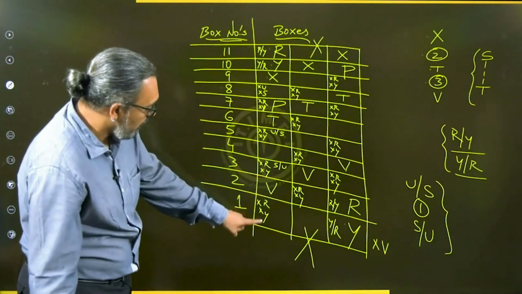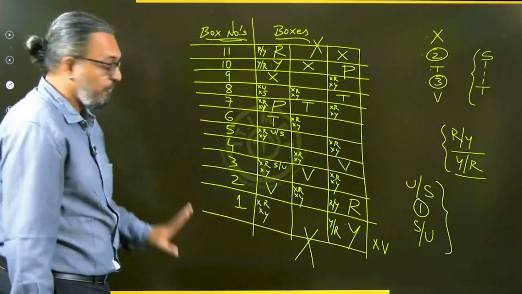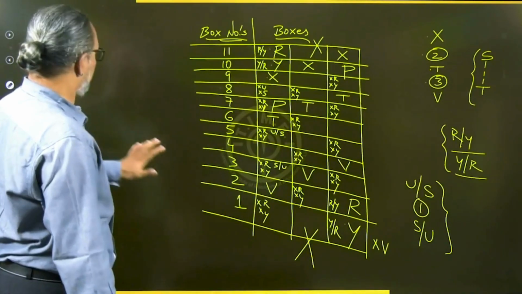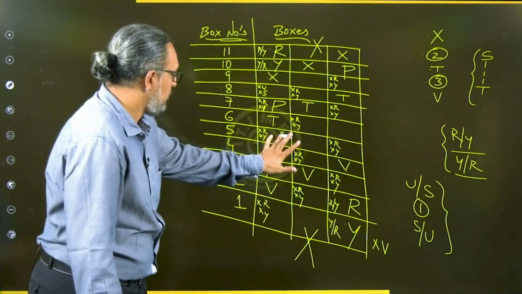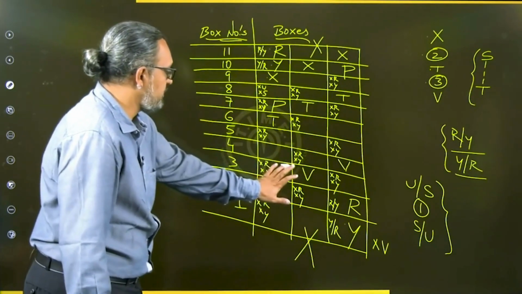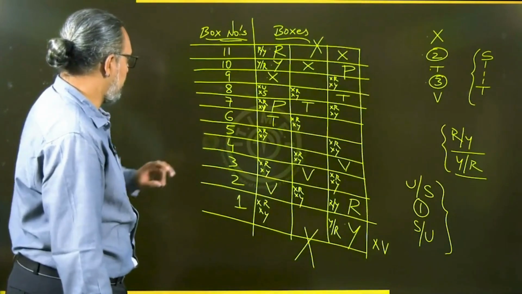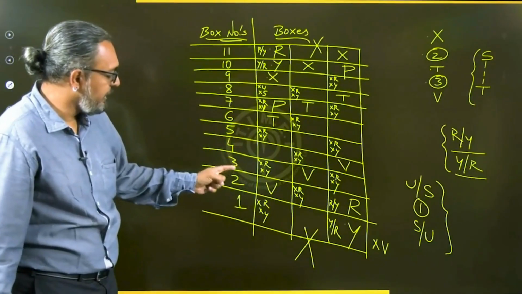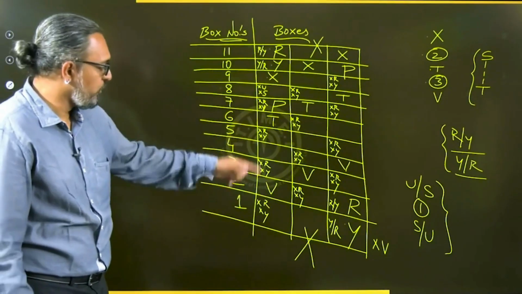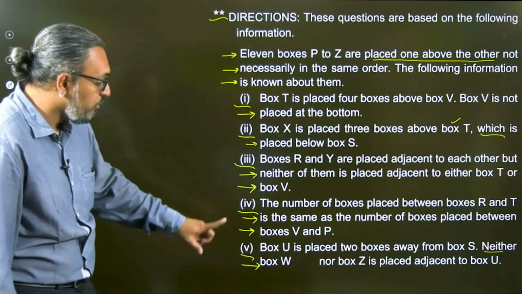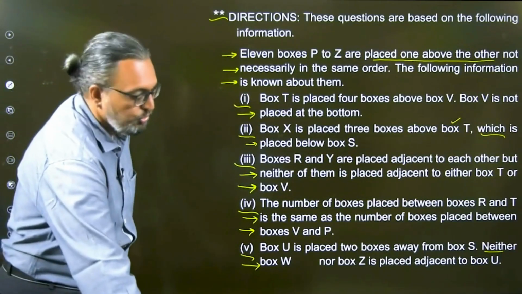That is the only possibility, okay? Or you can also have U or S, S or U in the 1st also, okay? There are 2 cases in this, so let us not fix that. Okay, so it is 5, 3 and 1. These are the possibilities for U and S. But the last line also says that neither W nor Z is adjacent to U. Okay.